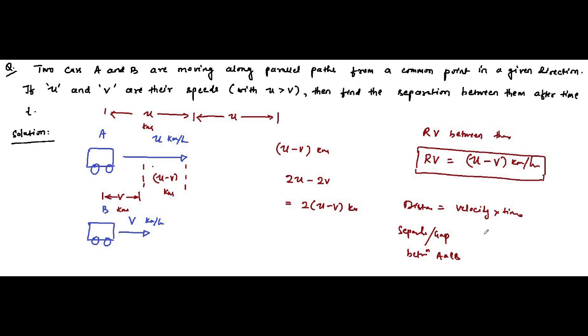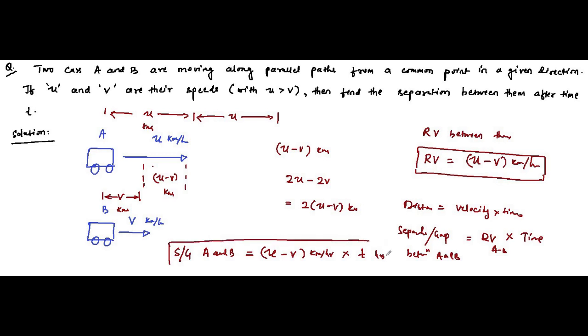it will be the relative velocity between A and B multiplied with the time, the duration for which we have taken the observation. So the separation gap is equal to the relative velocity u minus v kilometers per hour multiplied with t hours. This is the gap or separation between A and B.